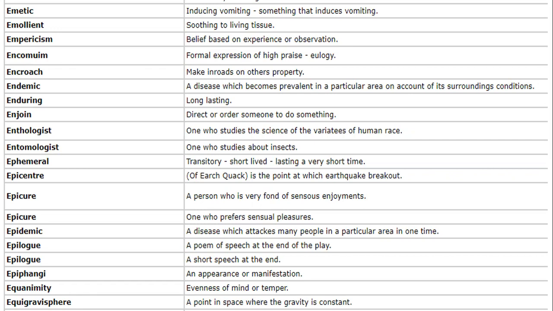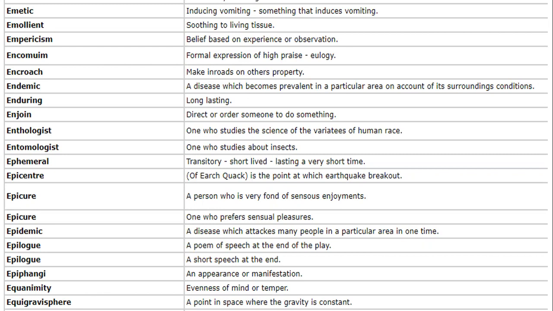Then ephemeral, transitory, short living is said to be ephemeral. This is something lasting for a short time. Epicenter, that is a point at which earthquake breaks out. Then epicure, person who is very fond of sensuous enjoyments. Then epicure, one who prefers sensual pleasures.